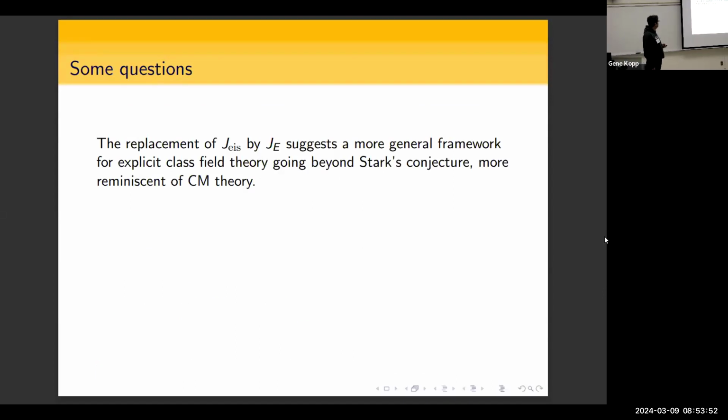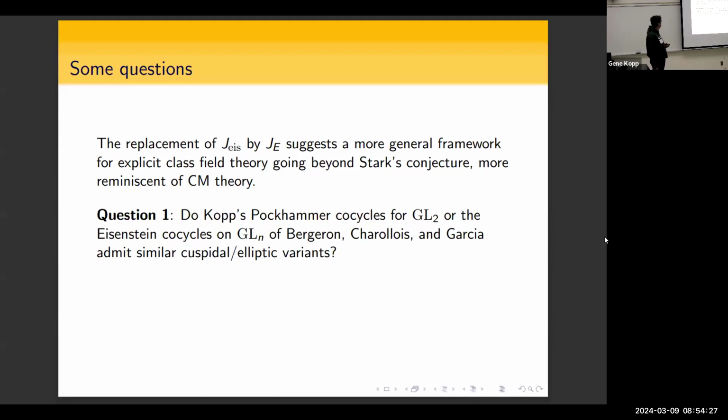Okay. So the idea of replacing the Eisenstein cocycle by an elliptic one suggested that somehow this whole philosophy of looking at modular cocycles and trying to approach explicit class field theory this way really does go beyond the framework of Stark conjecture, because we're not just producing units now, we're producing a larger class of algebraic objects. And in that sense, it's perhaps more reminiscent of the original framework of CM theory that was proposed by Hilbert and so on.